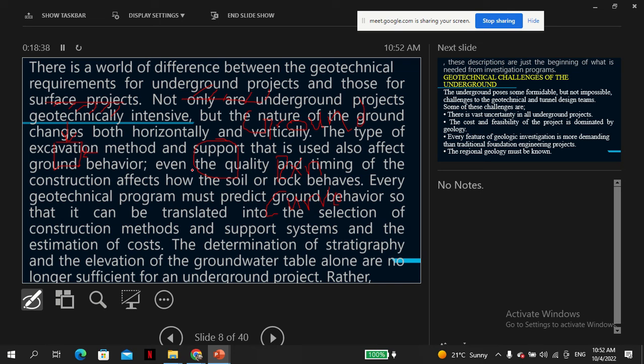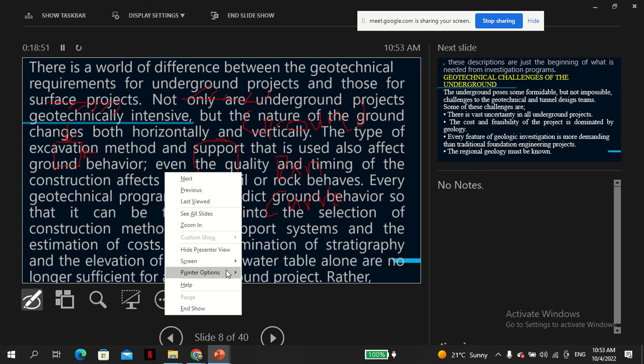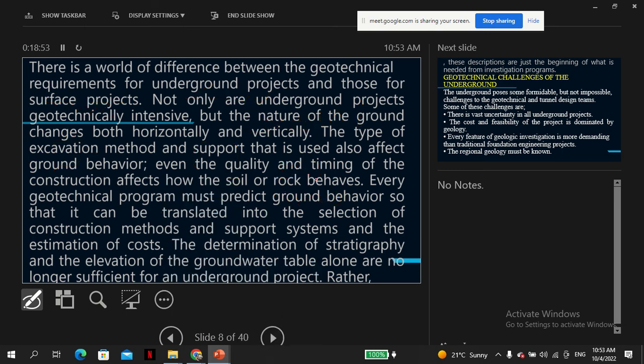Once you do the unloading, during the excavation, the ground needs time to react to the changes in stress. So this is why we say the timing has some effect.